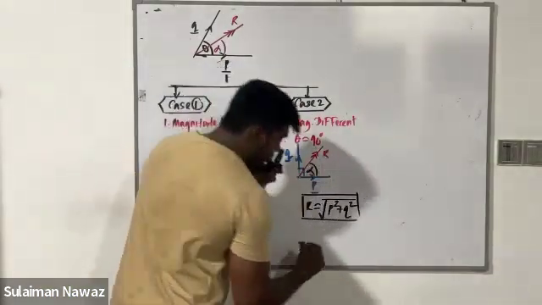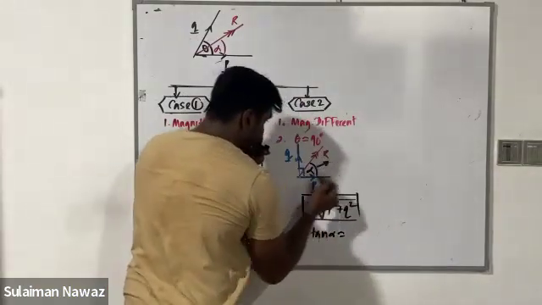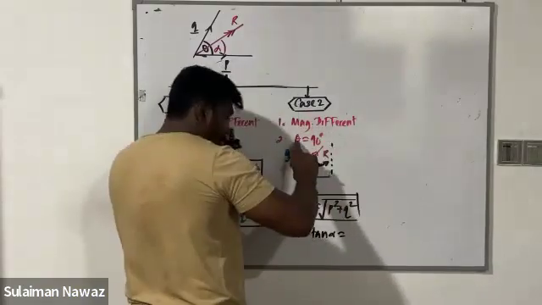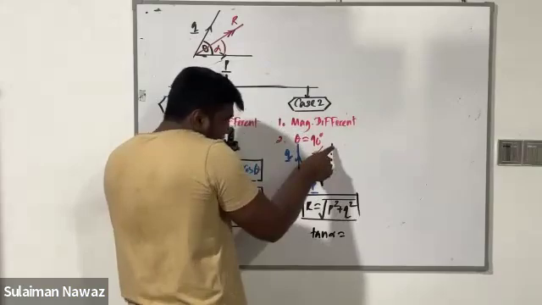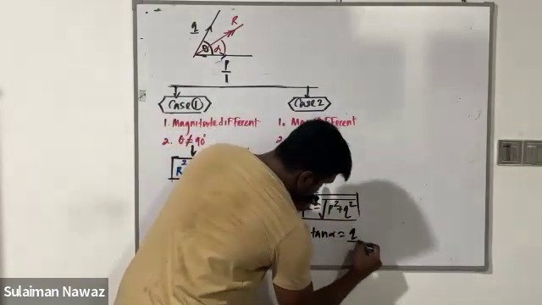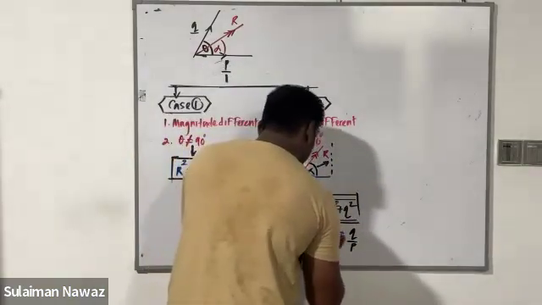If the magnitudes are different and the angle is 90, how do you find this angle alpha? Tan alpha means opposite over adjacent. What is opposite? Remove this Q vector and paste it here. Then it creates a right angle triangle. Opposite is Q, adjacent is P, so tan alpha equals Q over P. Second one.